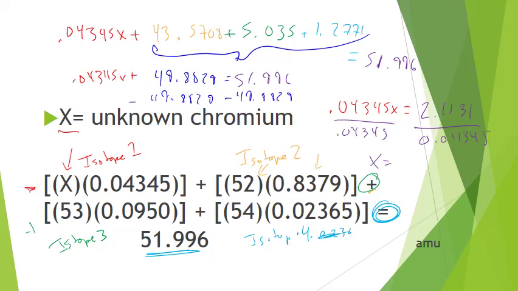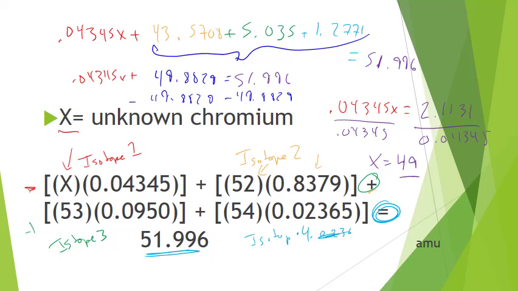X equals 48.6, so we're going to round that to 49 because it has to be a whole number. So we have a rubidium with a mass of 49. Yes, it's a lot of steps, but is it actually that hard? No, it's not. You shouldn't see it as that hard. You just kind of add them all together.